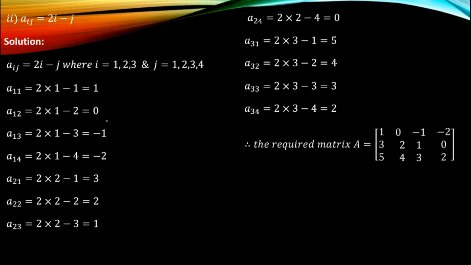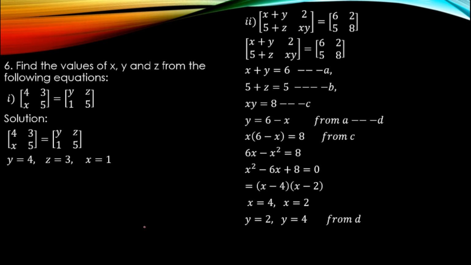I guess it's almost the same, so I'll move on. Our sixth problem is based on equality of matrices. Here we have two equal matrices, so the order is the same, fine, so we can proceed. These two matrices are defined. So 4 equal to y, that is y equal to 4. Then 3 equal to z means z equal to 3. x equal to 1. This was the simplest one, right?